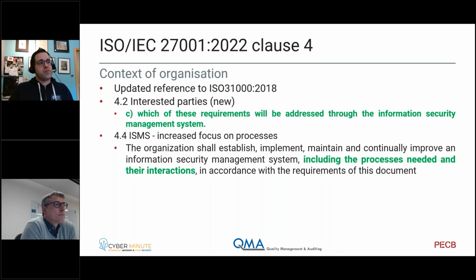Very important that the update is added to the 4.2, the interested parties. So it's extremely important that the interest and the influence of the interested party will get more emphasis in the new standard. So this is one of the clear signals that the implementation of an ISMS, information security management system, should be really result-based and based on the effectiveness of the system. So in that sense, ISO tries to discourage the checklist approach.